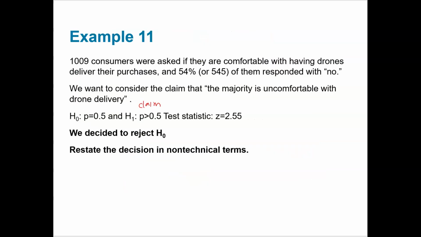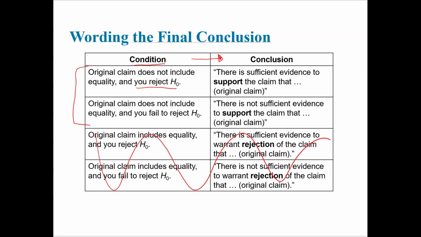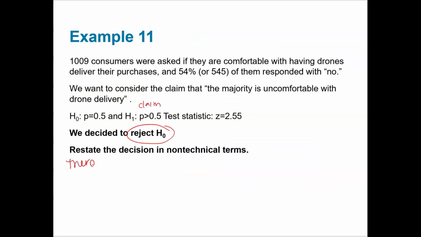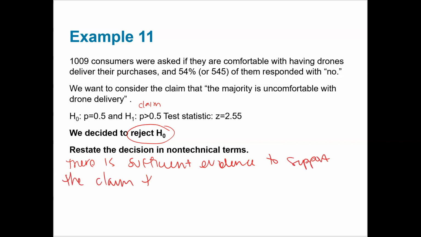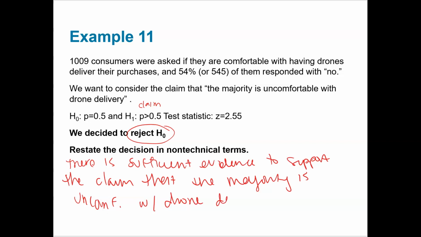Now, what did we do? Did we reject? We rejected the null hypothesis. So this is the statement that we're going to use. We're going to say there is sufficient evidence to support the claim that, and then what was our claim? The majority is uncomfortable with drone delivery. Forgive my terrible handwriting here.